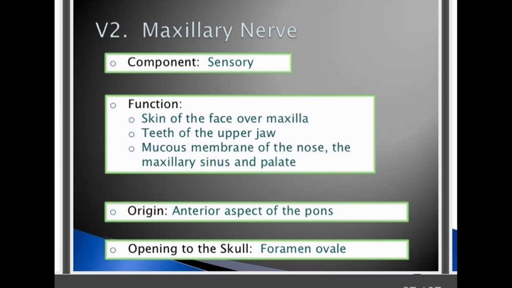Now the next division, the maxillary division. Its component is also sensory, and its function covers the skin of the face over the maxilla, teeth of the upper jaw, mucous membrane of the nose and maxillary sinus, and the palate. It takes origin from the anterior aspect of the pons, and the opening of the skull is the foramen rotundum. So this is the maxillary division of the trigeminal nerve.